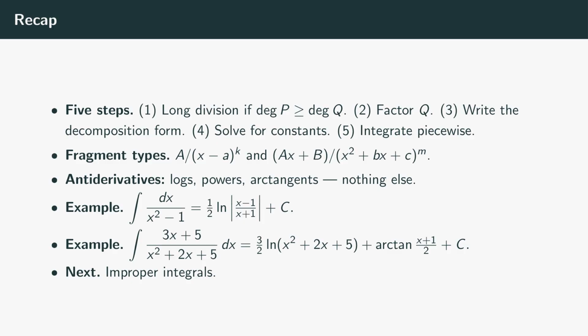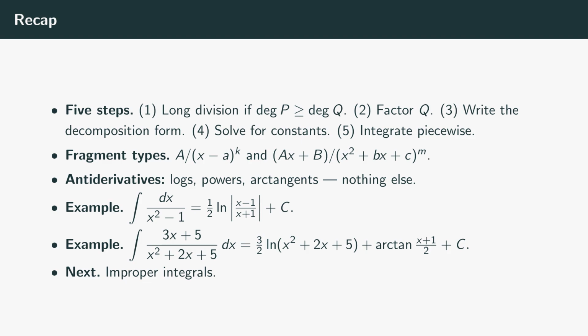2 worked examples. First, the integral of dx over x squared minus 1 decomposes as 1/2 over the quantity x minus 1 minus 1/2 over the quantity x plus 1, which integrates to 1/2 the log of the absolute value of the quantity x minus 1 over x plus 1.